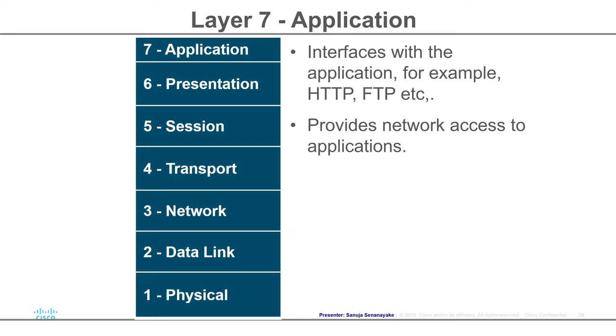So the application layer, the very top layer, is the interface used by the applications. You can look at it that way. There are interfaces such as HTTP and FTP, for example. So they are used by that application layer. And it provides network access to applications, such as your FTP client or your Google Chrome.